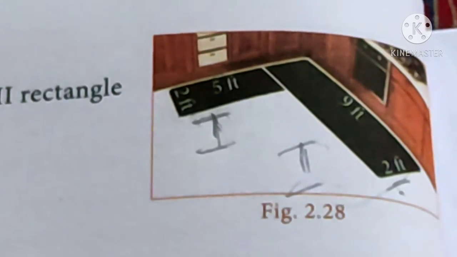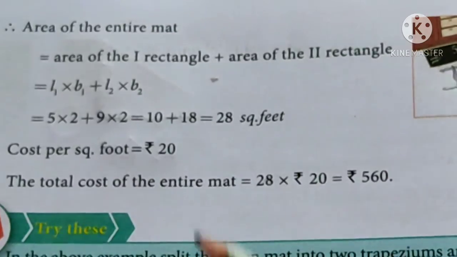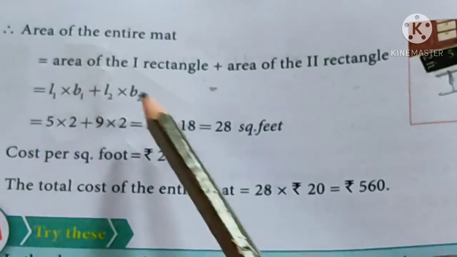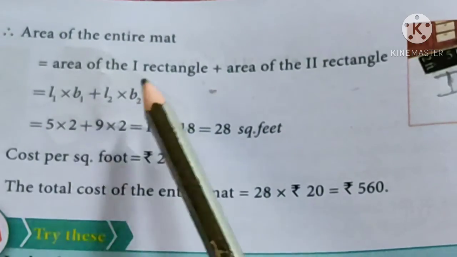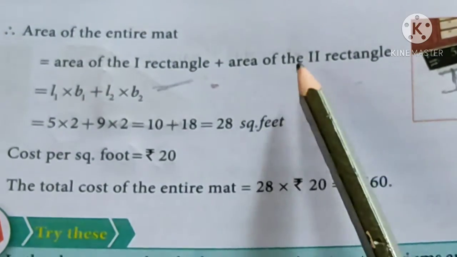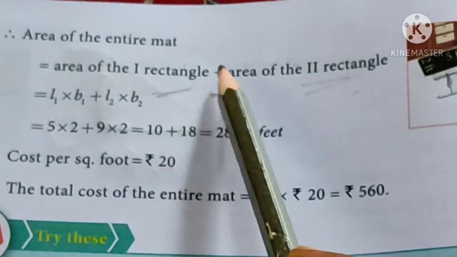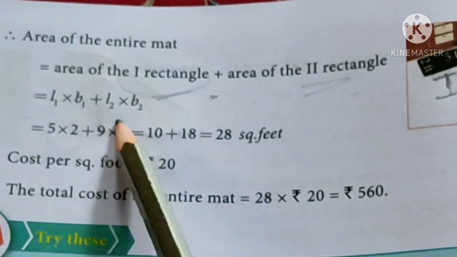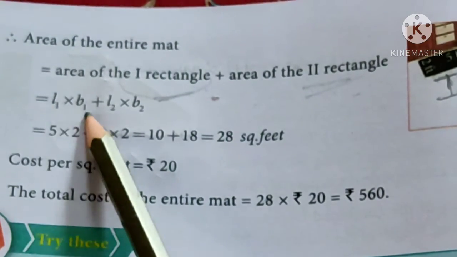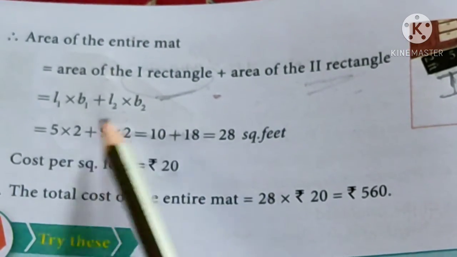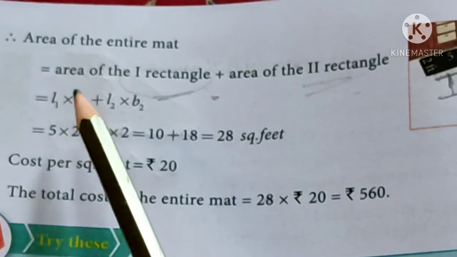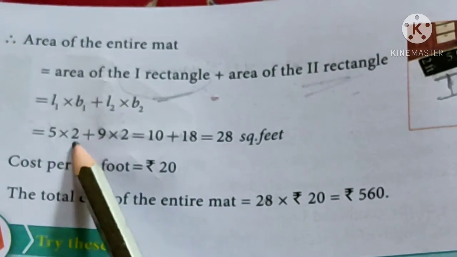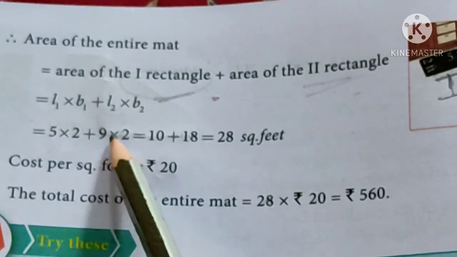The area of the entire mat, the formula is the area of the first rectangle plus the area of the second rectangle. The formula is length into breadth for both. The shape is a rectangle only, so length into breadth. The length values are different, so we take L1 into B1, and here L2 into B2. So substitute the values. First rectangle L1 is 5 and B1 is 2, plus 9 into 2.